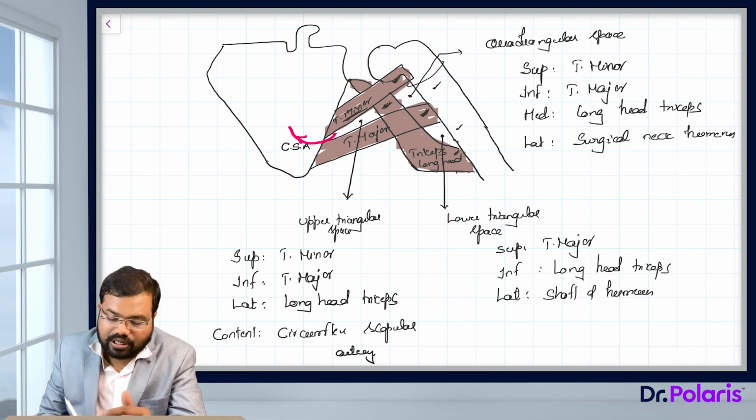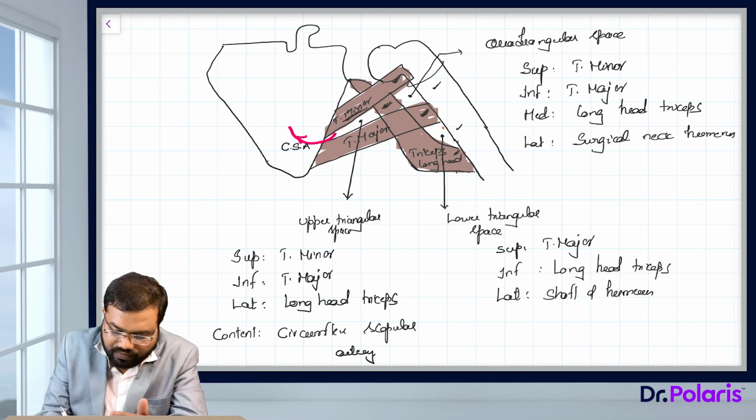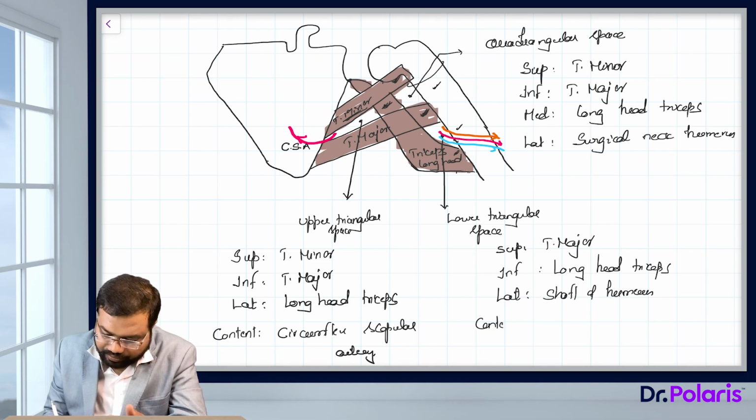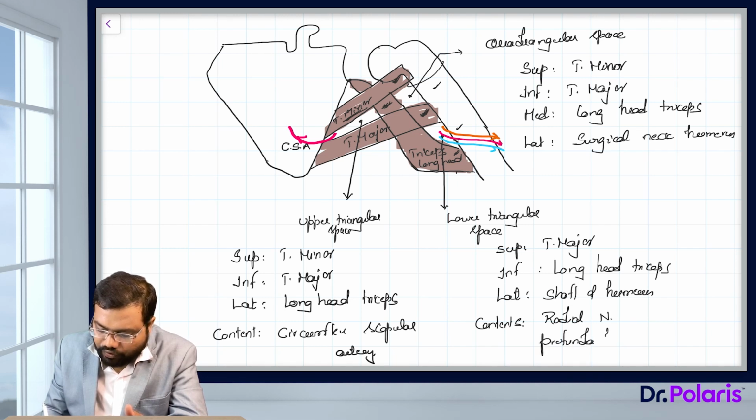Now the content of the lower triangular space is one nerve which comes in this direction along the radial groove. That nerve is called the radial nerve. And one more, the profunda brachii vessels, will be going. That means both artery and vein will come out through this lower triangular space. So the contents are the radial nerve and the profunda brachii vessels, both artery and vein.